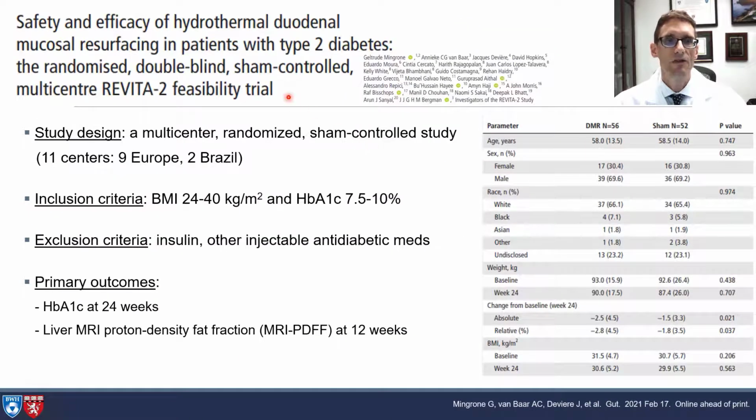And finally, we have the Revita 2 study, which was a randomized sham control study. 11 centers, 9 in Europe, 2 in Brazil. And you can see the primary outcomes were HbA1c at 24 weeks and liver MRI on PDFF. And patients, very cohesive group here.